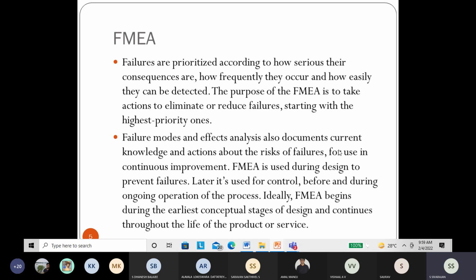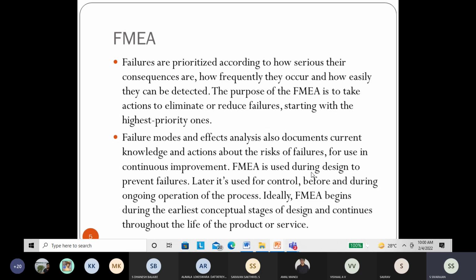So this FMEA also documents the current knowledge and actions about the risk. Basically, that is the risk priority number: what is the risk of the failure? So some failure is there. What is the risk associated with it? We are going to analyze that using continuous improvement, because that is what TQM is about. Total quality management is about continuous improvement. So we want to make improvement continuously.